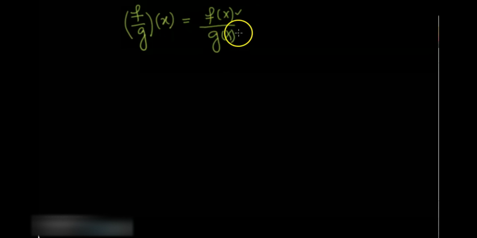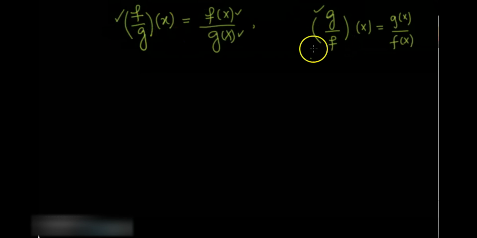So these two functions will be given to you. And don't forget that f over g and g over f are two different functions. So they are not always equal. Whenever you are asked to find the quotient, you will be told whether you have to divide f by g or g by f, because they have different answers.